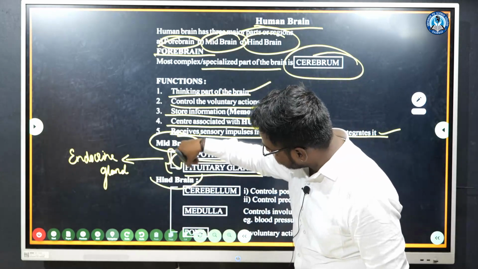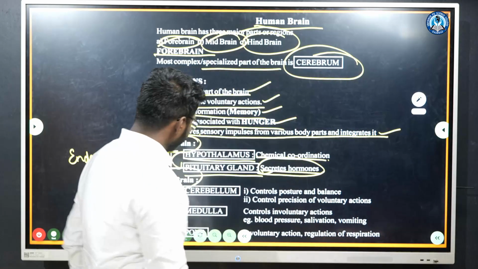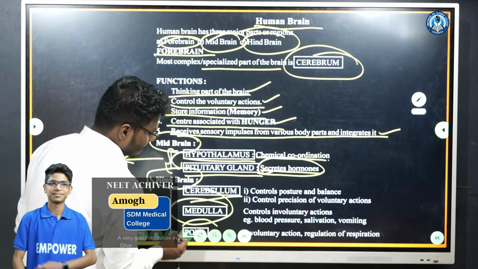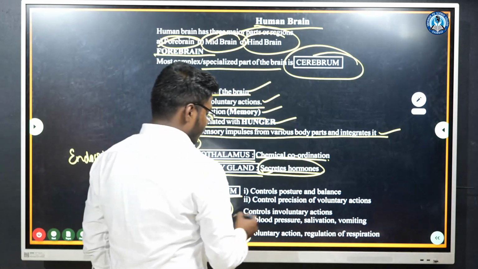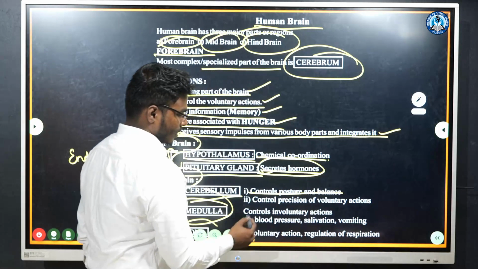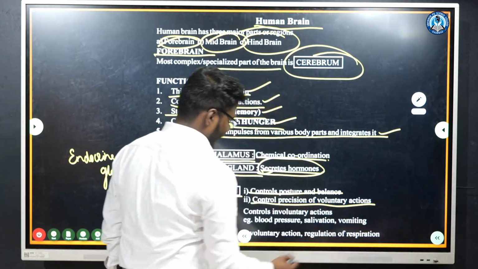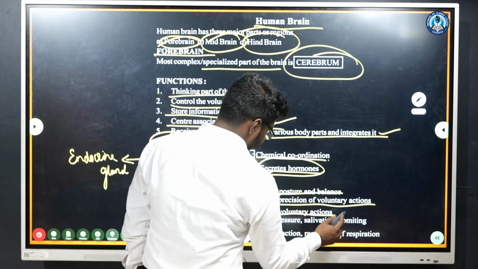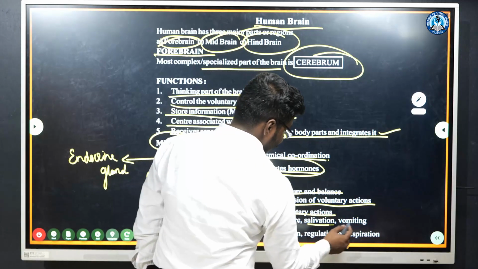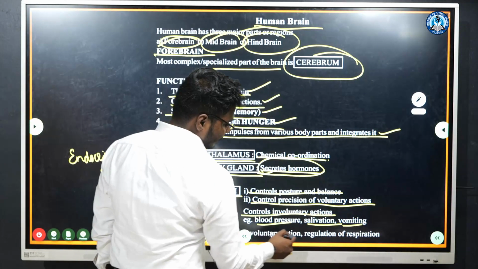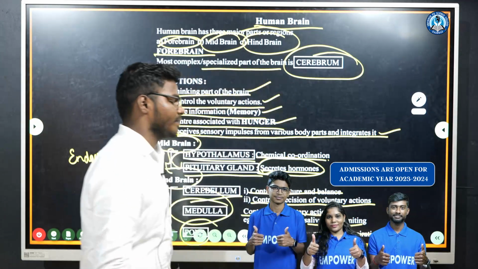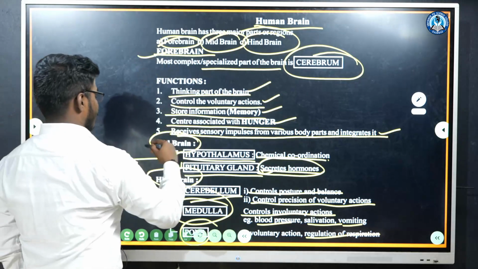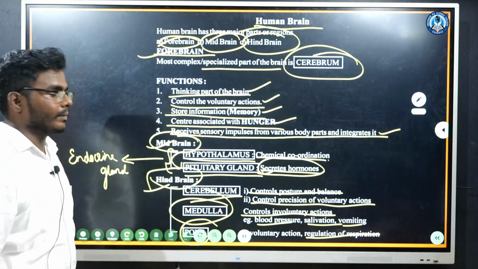Next is the hindbrain. The hindbrain mainly consists of the cerebellum and the medulla oblongata, and one more is the pons. So the cerebellum, what does it do? It controls posture and balance, and controls precision of voluntary actions. Next, the medulla controls involuntary actions, blood pressure, salivation, vomiting, and regulation of respiration. So these are all the functions of the brain, that is forebrain, midbrain, and hindbrain.